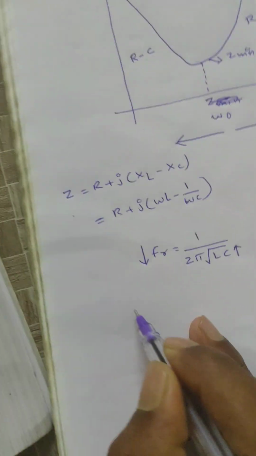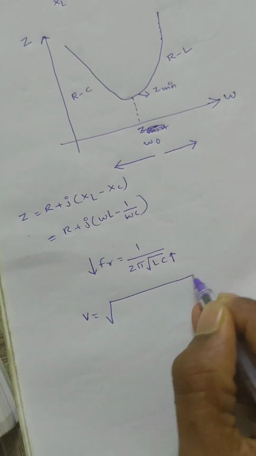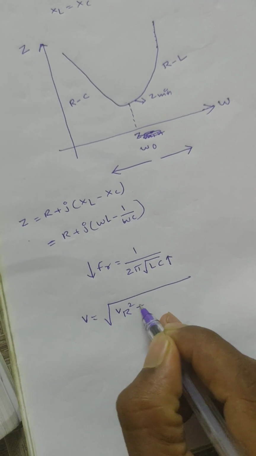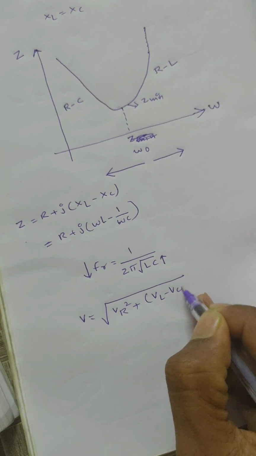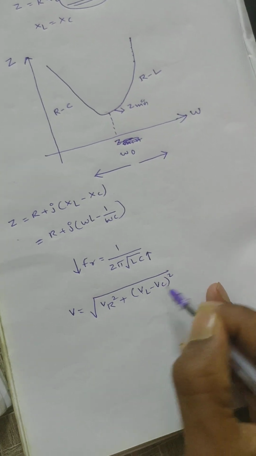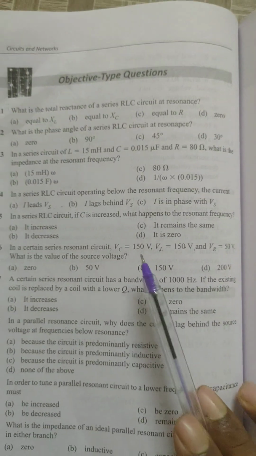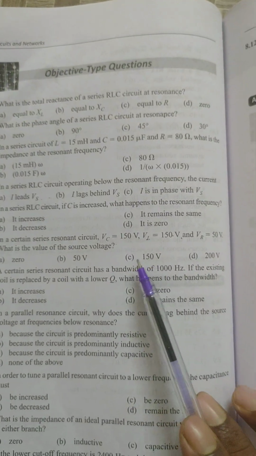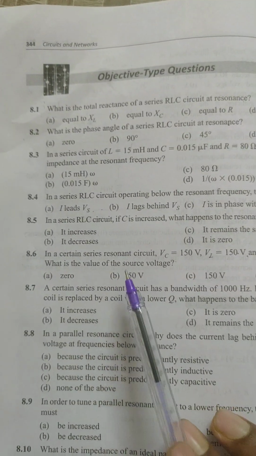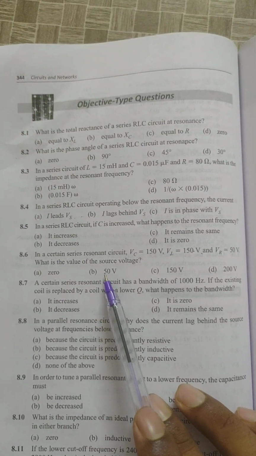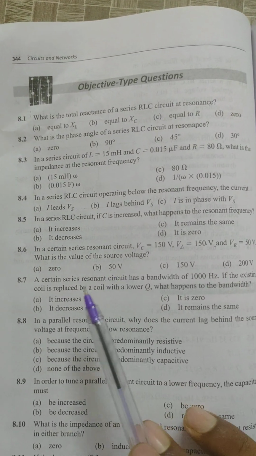What is the formula in case of an RLC circuit? Total voltage V is equal to the square root of VR squared plus (VL minus VC) squared. VL is 150, VC is 150, this value is 0, so total voltage is equal to the voltage across the resistor only. Under resonance condition the total supply voltage is equal to the voltage across the resistor only, that is 50 volts, which is option B.